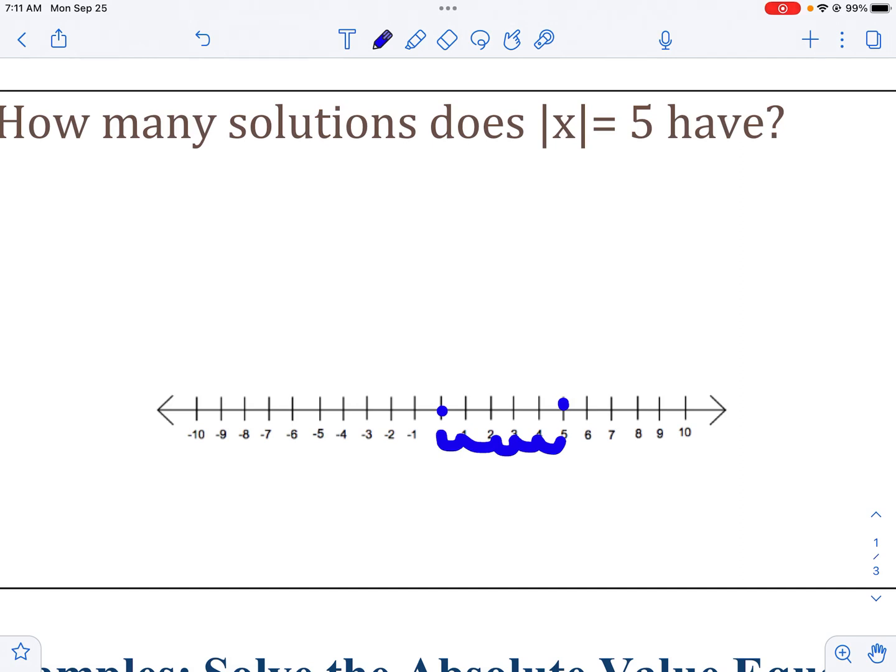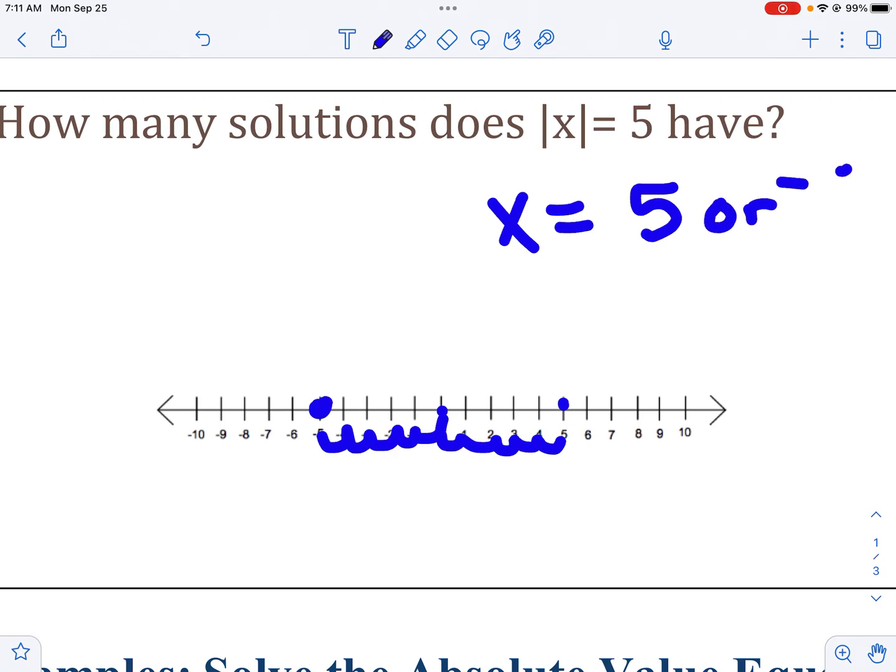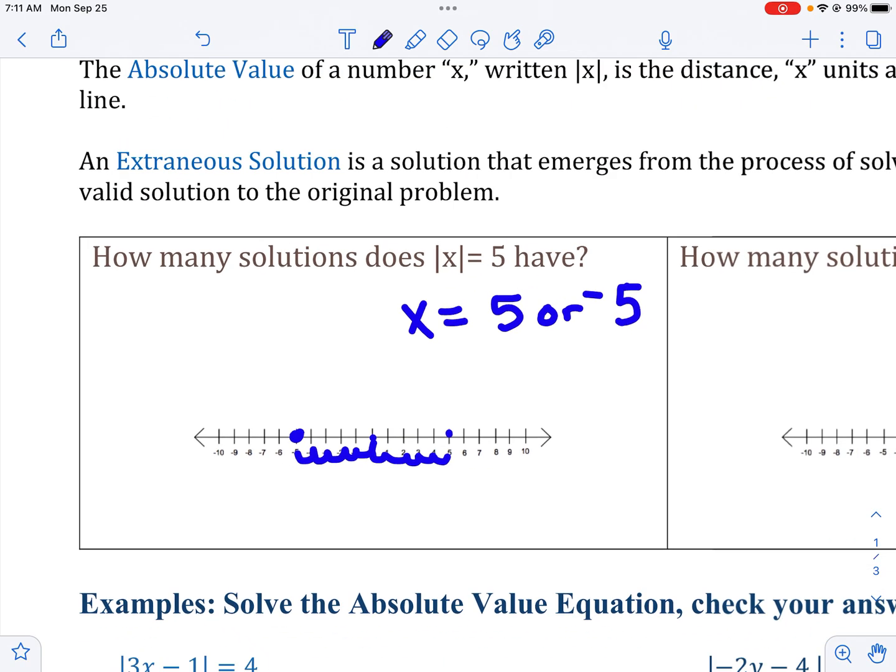This would be a solution. And then 1, 2, 3, 4, 5. This would also be a solution. So x would be equal to 5 or negative 5.